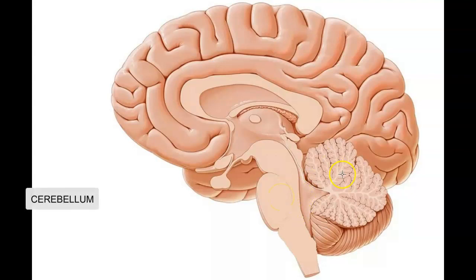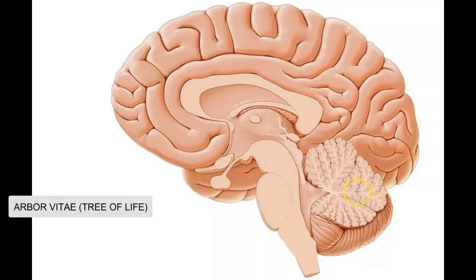You may not survive. All right, this is the cerebellum. You can see it has a cross section, and you can see these little tree branches. In Latin, that's called the arbor vitae, which means tree of life, because it looks like tree branches.